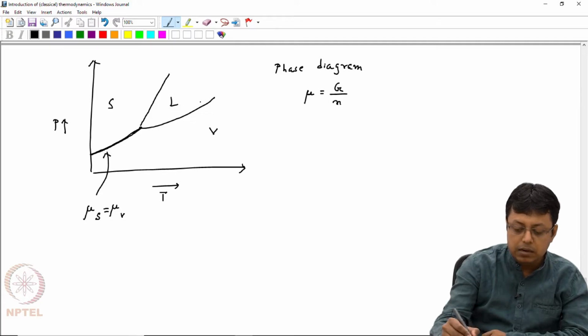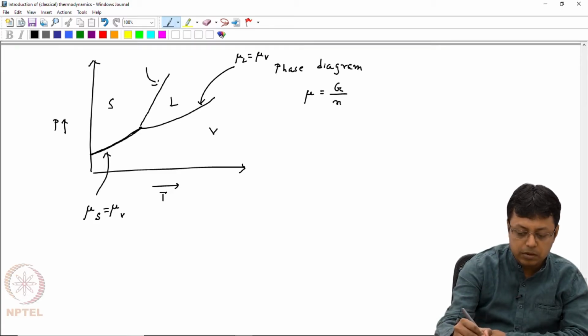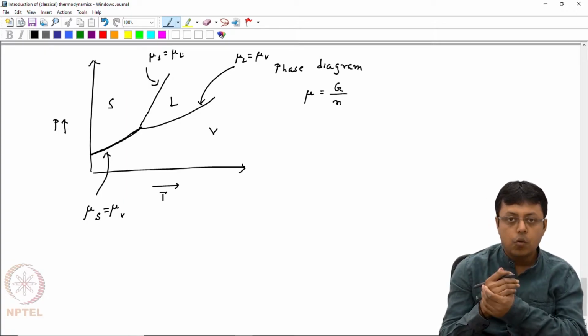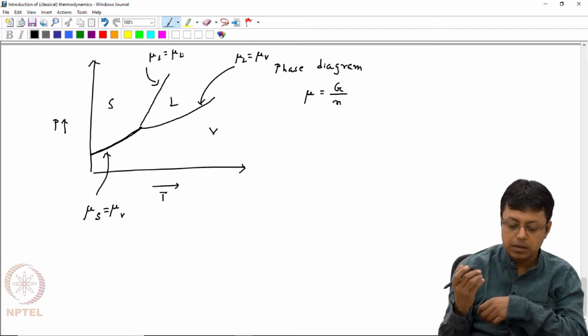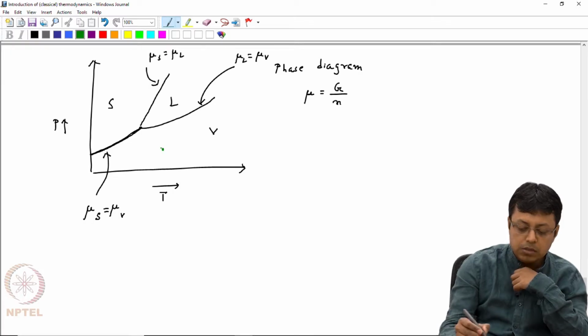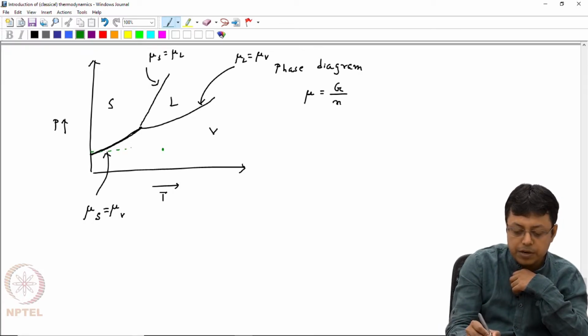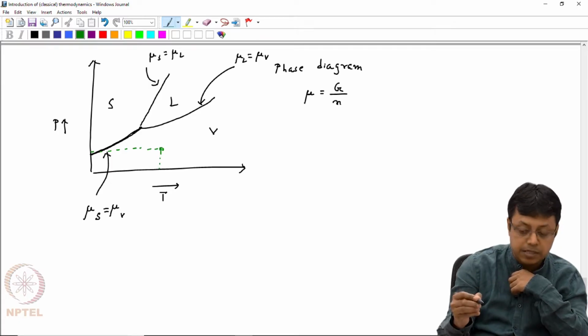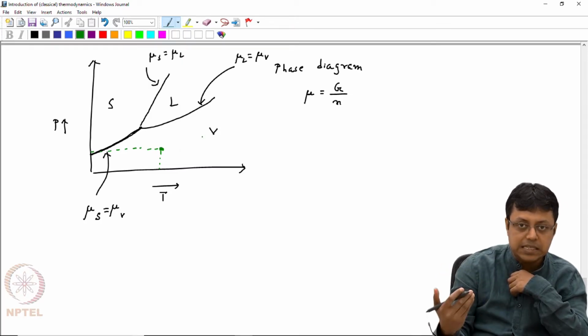And similarly this line will represent a region where the liquid is in equilibrium with the vapor, and for this line the solid is in equilibrium with the liquid. So we see that under a particular combination of pressure and temperature, one phase will basically dominate. Suppose I choose a particular point in the phase diagram, say this point. This point represents a particular combination of pressure and temperature, and at that pressure and temperature the Gibbs free energy is minimum for the vapor phase.